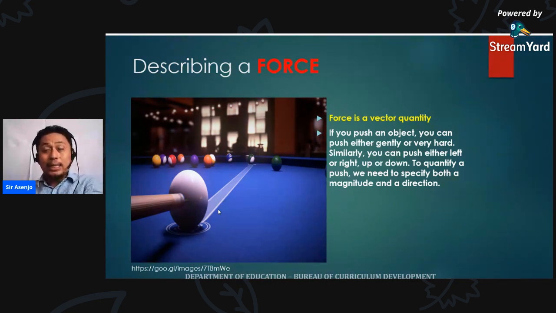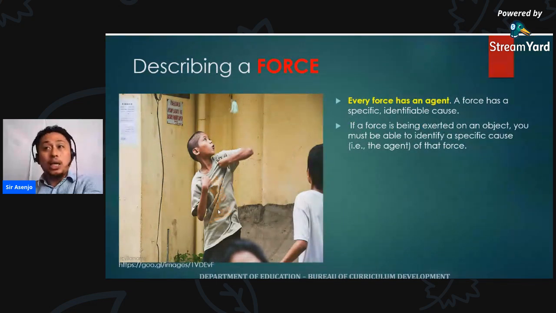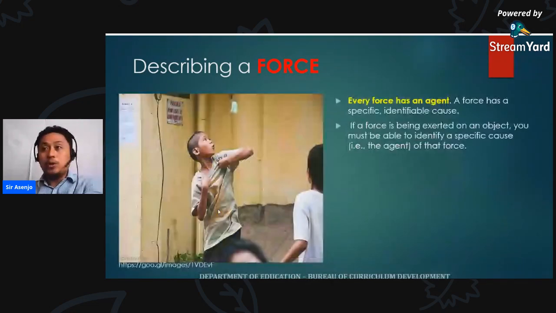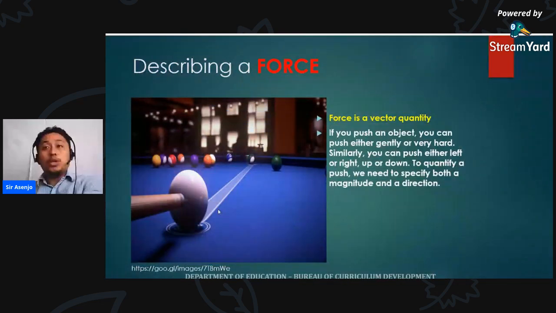Okay? So let's summarize the concepts that we have just learned. We talk about force. First, force acts on an object. Second, every force has an agent. That means a force cannot exist by itself. If you want to move the takyan up, there should be an agent. The takyan cannot just move up by itself. The agent in this example is the boy. Third concept, force is a vector quantity. Again, what are the concepts that we learned about force? First, force acts on an object, second, it has an agent, and then third, force is a vector quantity.